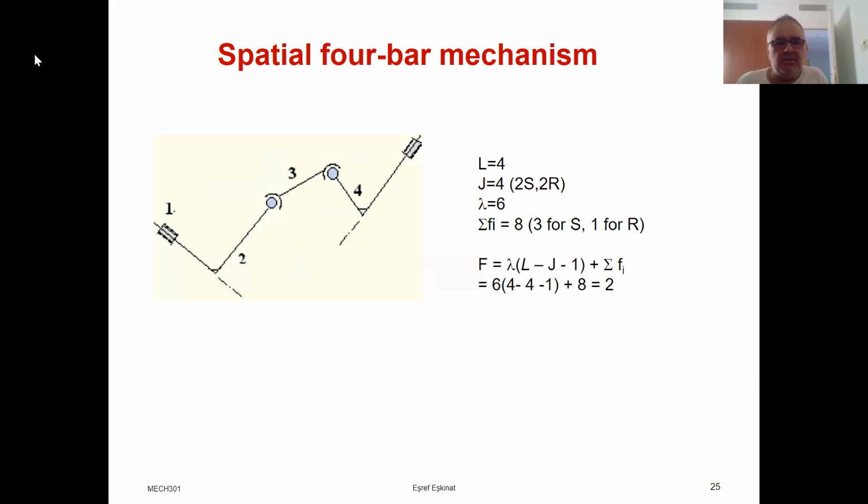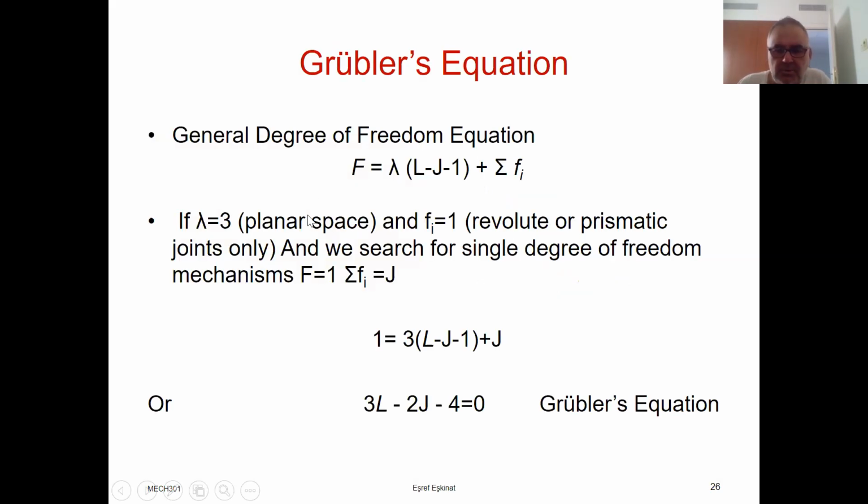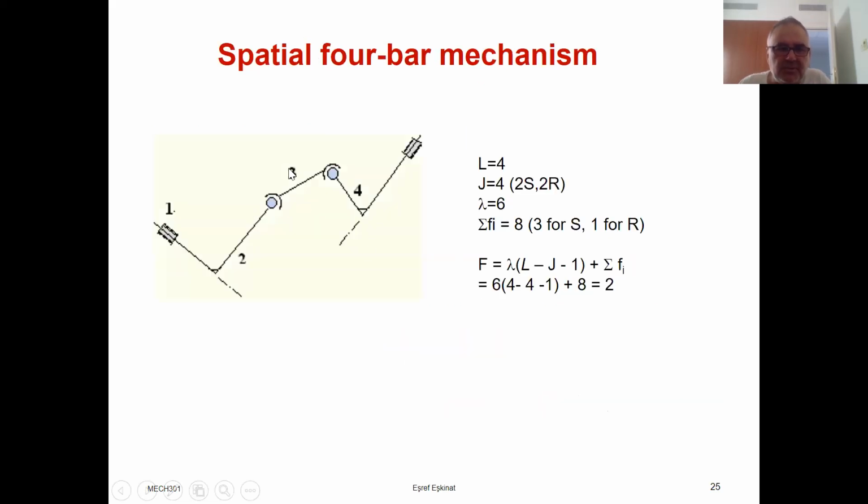So in this mechanism, we have four links, one being the ground, two is the second link, three is the middle link, four is this link that connects again ground to this joint. You have two spherical joints, and two revolute joints. These revolute joints only allow rotation for links two and four with respect to one. So the number of links is four. Number of joints is four. You have two spherical joints and two revolute joints.